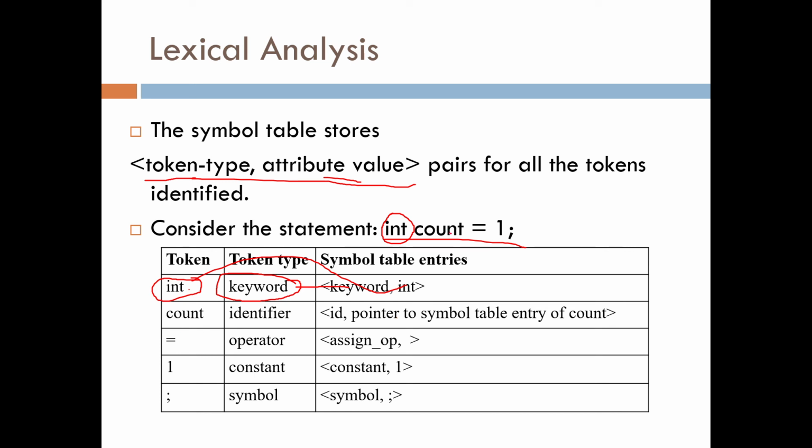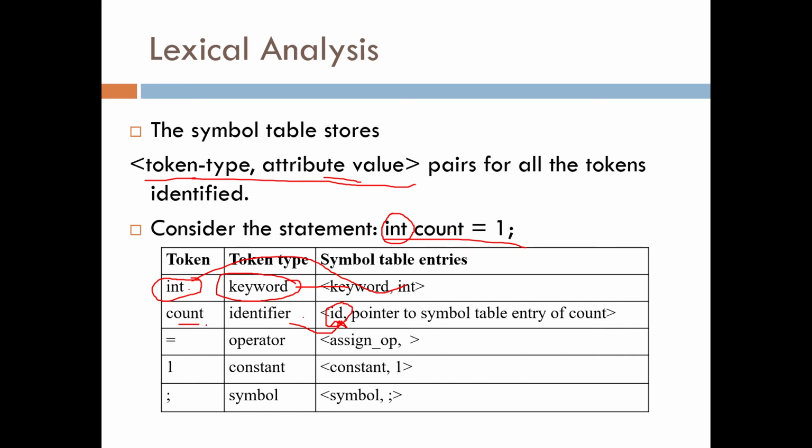Next word is count. So what is count? Count is not a reserved word. It is not an operator, not a constant. It is basically some variable which the programmer might have created. So this count is nothing but a variable, and we refer to the variable as an identifier. So what will be the symbol table entry? It would be identifier. I've used a short form of identifier as ID. So generally we'll be using ID to denote the identifier.